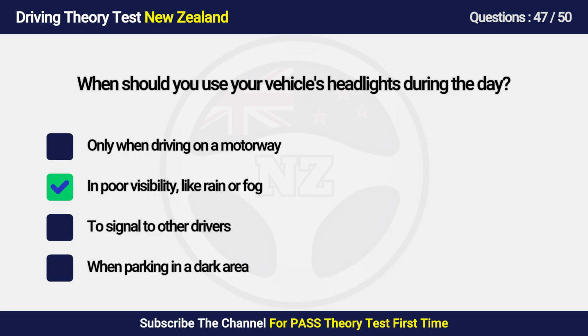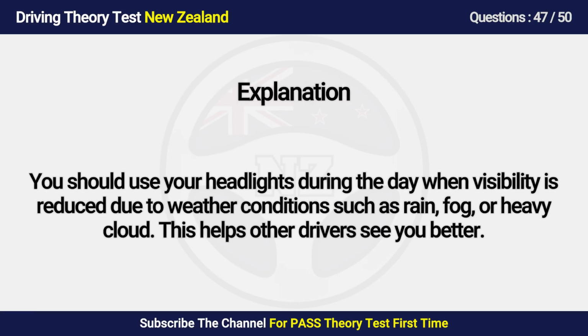Answers is B. In poor visibility like rain or fog. You should use your headlights during the day when visibility is reduced due to weather conditions such as rain, fog, or heavy cloud. This helps other drivers see you better.